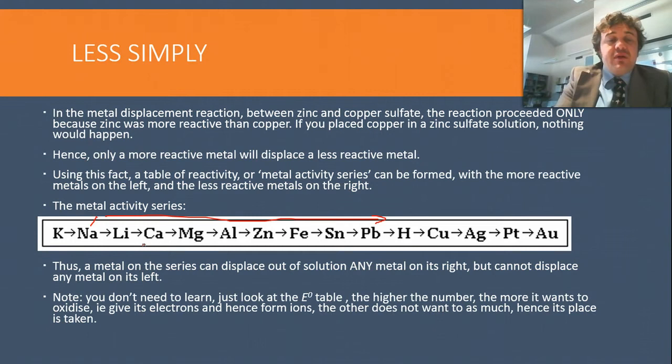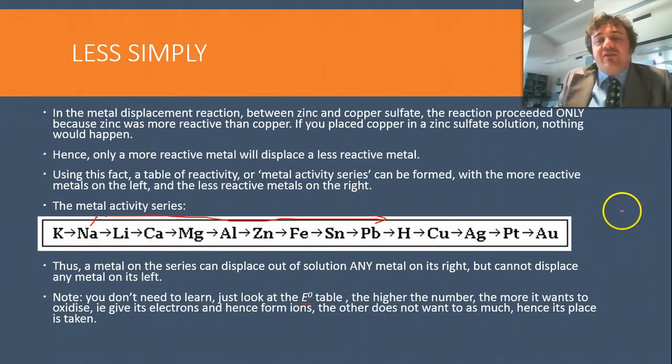We can use the metal reactivity series, and anything on the left, so anything here, can replace anything to its right. So sodium here can replace anything to that side, but not potassium. As we've just said. Now, you don't actually need to learn this table. On the back of every periodic table that you are given, you'll be given an E0 table. So that's an electrode potential table. The higher the number, the more likely it is to oxidize. The more likely it is to lose its electrons, and therefore it will react with anything below that. So if it's got a high E number, it'll displace anything below it.